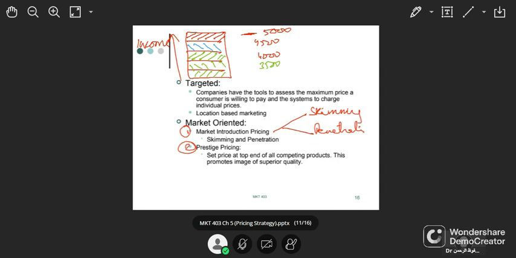Mobile phone, if I give an initial introductory discount, 500 rupees discount initially, there will be more customers. So these customers also I can target, and once they have bought the product from me, they are locked in for a few years. Market penetration: you launch the product at a lower price or you give a good discount in order to penetrate the market quickly.